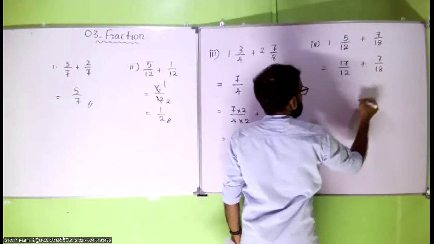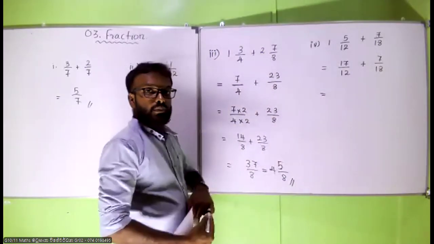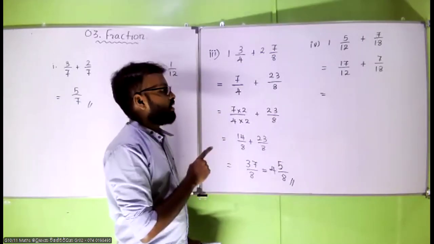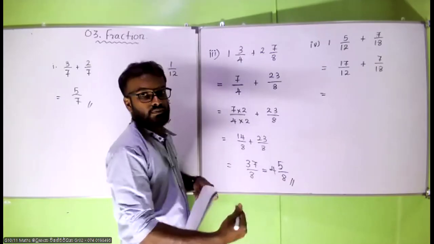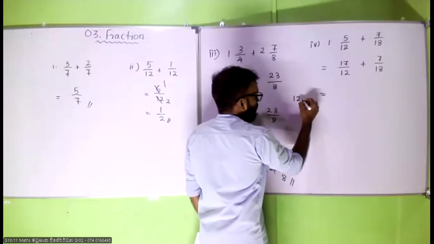Here 7 upon 18, same thing. So now you cannot use the previous way. 12 is not a multiple of 18, 18 is not a multiple of 12. So you have to find the LCM in order to do this. Alright? So here you have 12, 18.